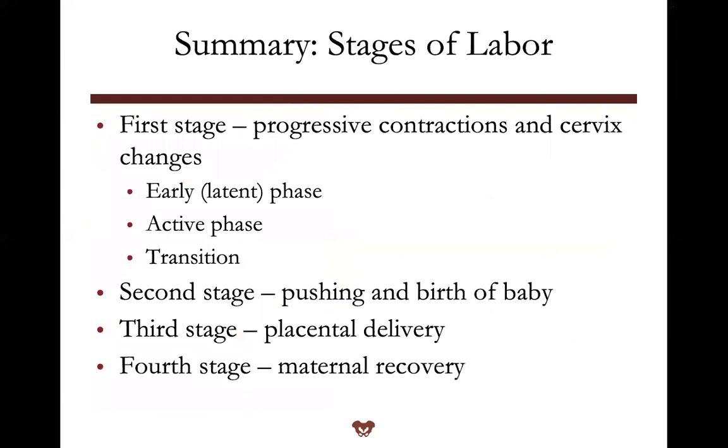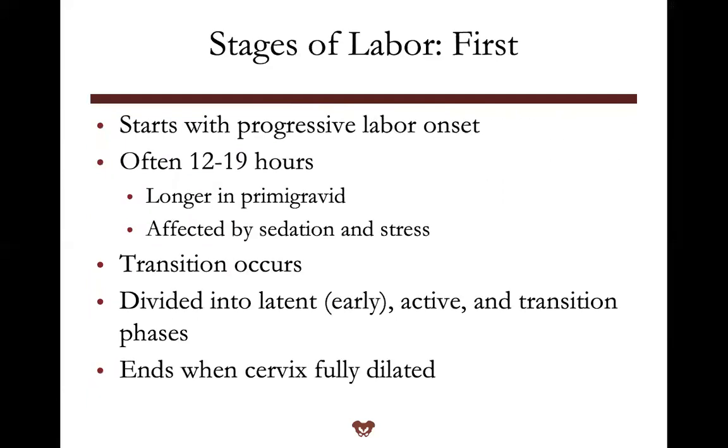So just a little summary of the stages of labor. The first stage is where we have progressive contractions and those cervix changes. The second stage, again, birth of the baby. Third, birth of the placenta. And then fourth stage, maternal recovery. So we're going to go through those.